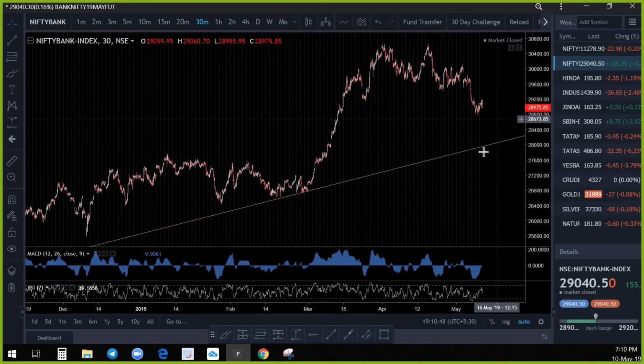Once you come to the trend line, the possibility here is different than Nifty. So that will be the Nifty and Bank Nifty. Any comments and questions on that?